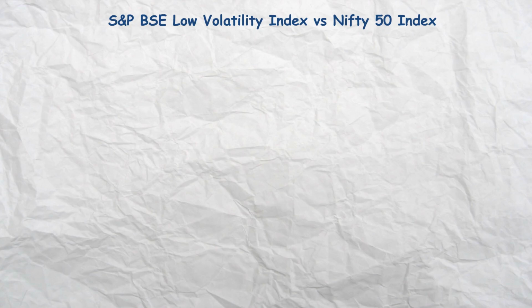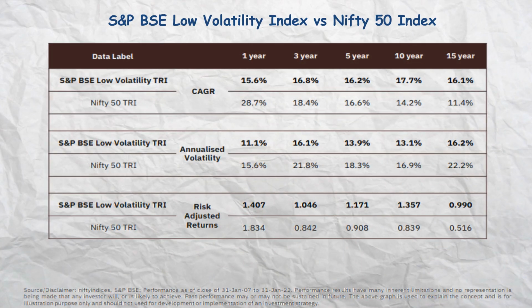Many of you might be curious how this index performs with respect to our Nifty 50 index. If we see the CAGR in a shorter time frame, less than 3 years, Nifty 50 tends to outperform this index. But simultaneously, we should check the annualized volatility, which is higher in the case of Nifty 50 when compared with the S&P BSE Low Volatility Index. But over the long term, the S&P BSE Low Volatility Index has managed to deliver higher CAGR returns with low volatility, which is a very positive sign.